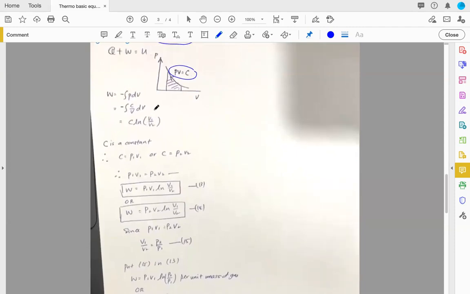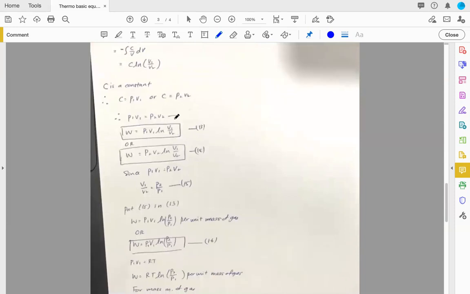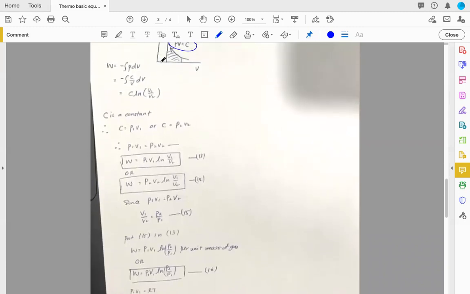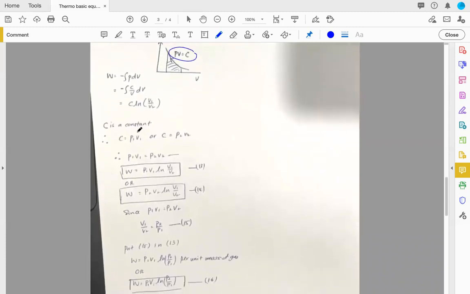But you say, hey, doctor, you just mentioned delta V equals 0. Why do you want to play so much? Because we want to find another way to solve the isothermal condition. So be patient, yeah? So C is constant, yeah? Since this C is constant, I will say C equals P1 V1 or C equals P2 V2.